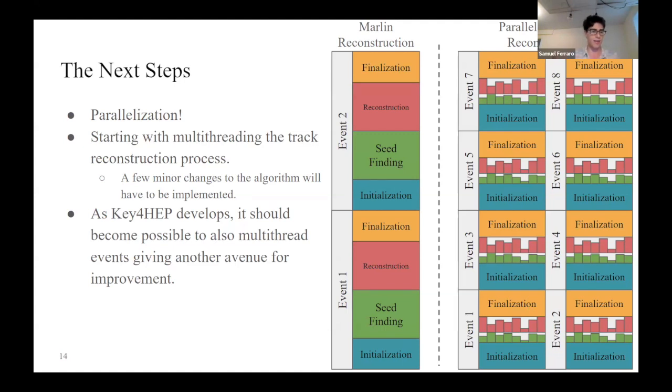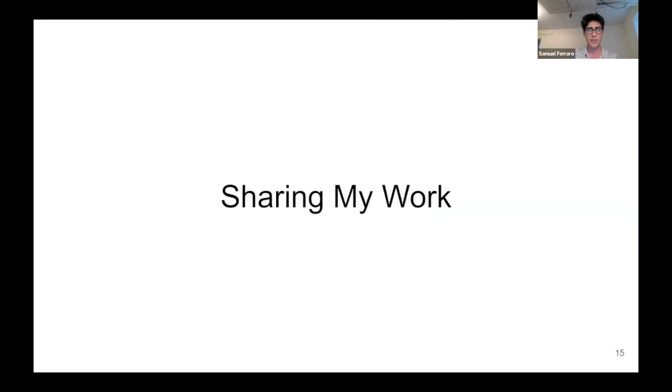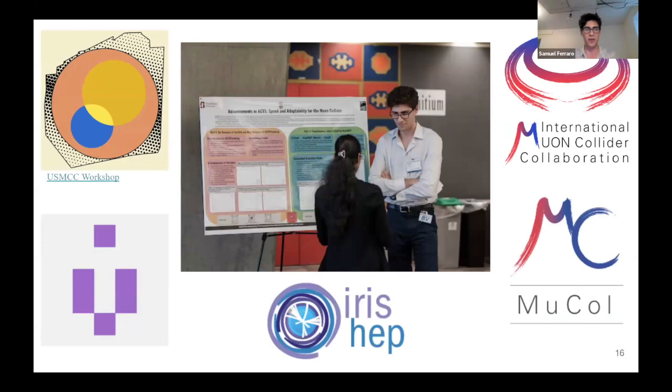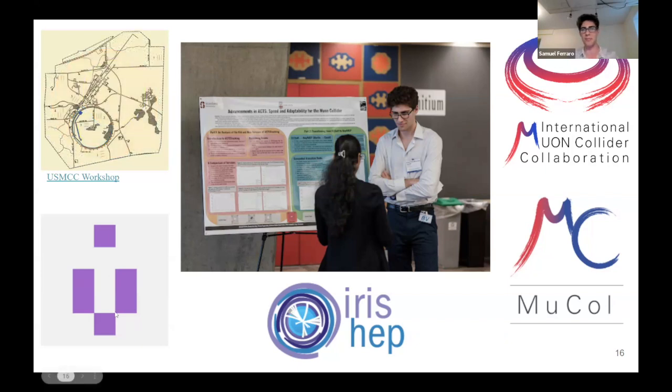So my Gaudi-transitioned algorithms are in a draft pull request to the main Muon Collider software stack, and I've begun work in this multi-threading direction in a separate branch. In addition to all the work I've done this summer, I've also gotten the opportunity to share my work. I'm, of course, sharing it with you all now, but I also presented a poster of my work at the US Muon Collider Collaboration Workshop at Fermilab, and to the International Muon Collider Collaboration. And Simone presented my work to the Key4hep software development team.